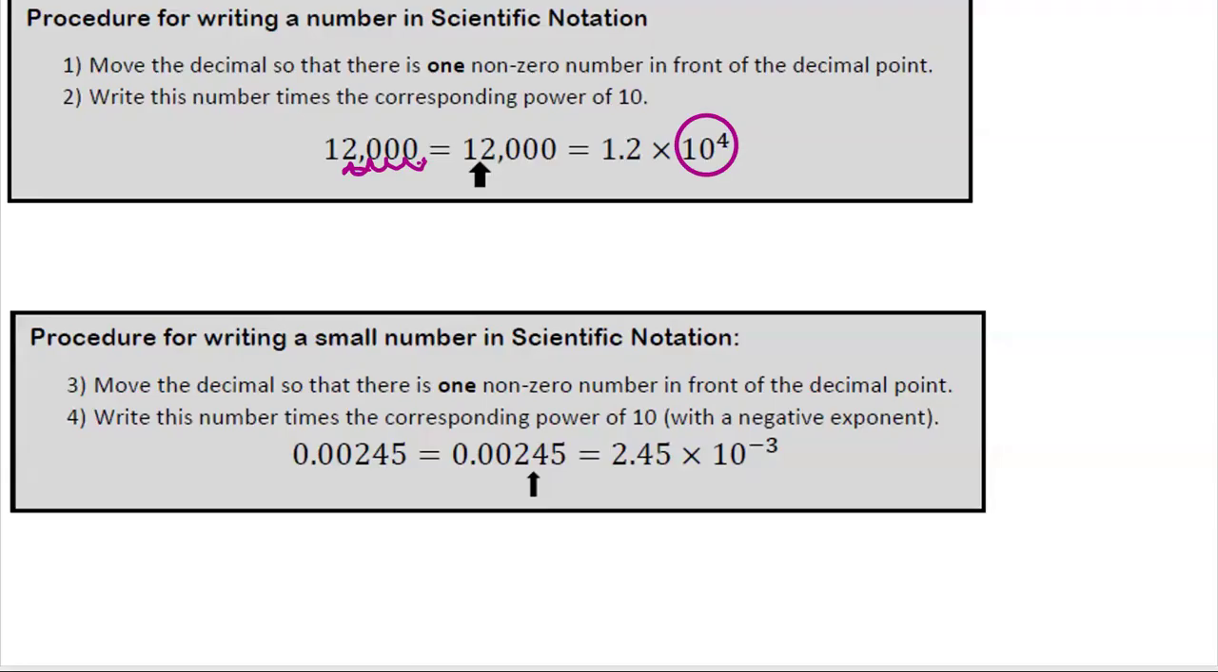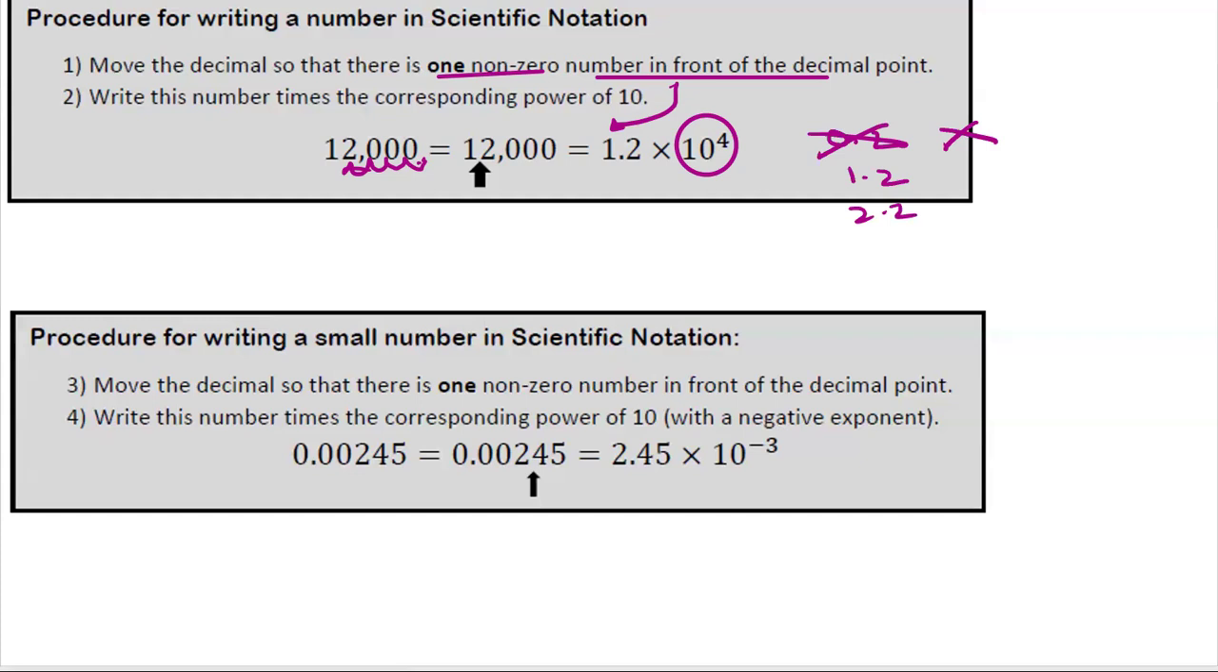Okay, so the key part here is that there can be one non-zero number in front of the decimal point. So it's talking about this right here. It cannot be 0.2. It has to be a number bigger than 0. That's what it says, one non-zero. So like 1.2, 2.2, but it can never be a 0 in the front. It has to be a number 1 or above. So if there's a 0 there, that means you need to move it again in order to put it in scientific notation. So that's for this case.